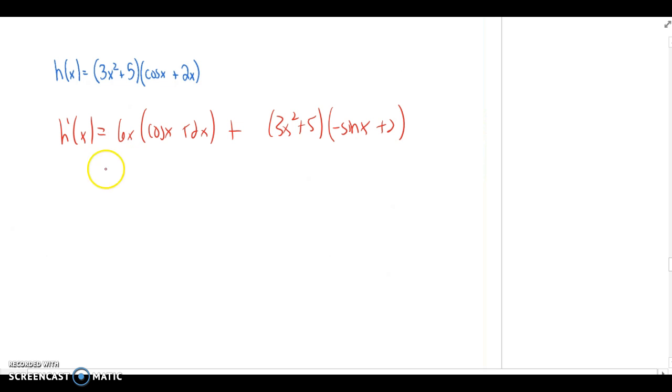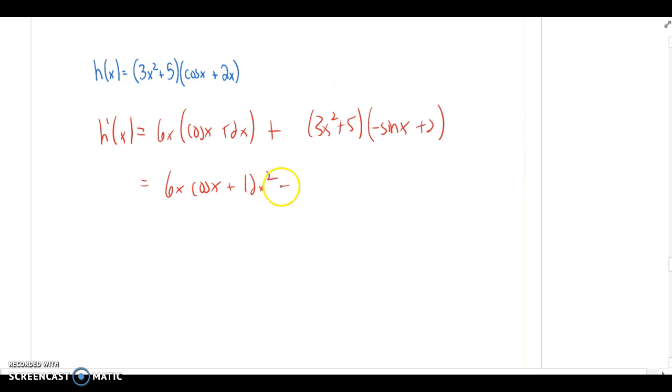And we can leave it like that, or we can multiply it out, 6x cosine of x plus 12x squared minus 3x squared times the sine of x plus 6x squared minus 5 sine of x plus 10.